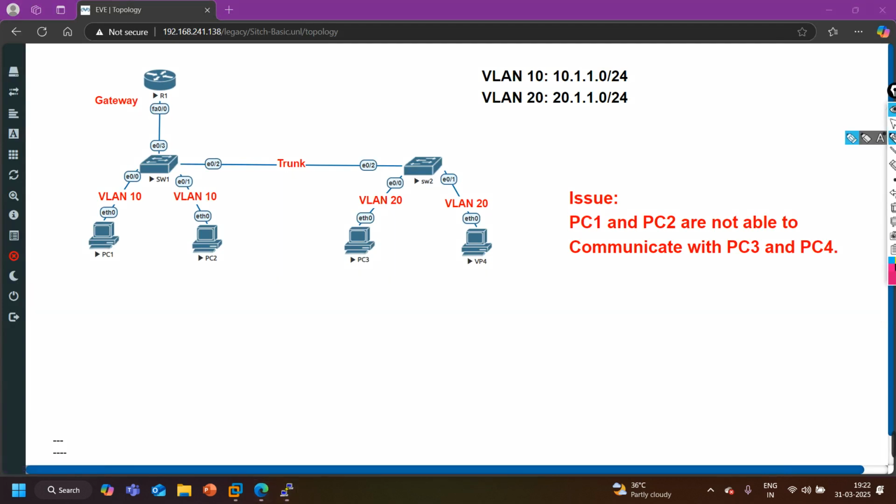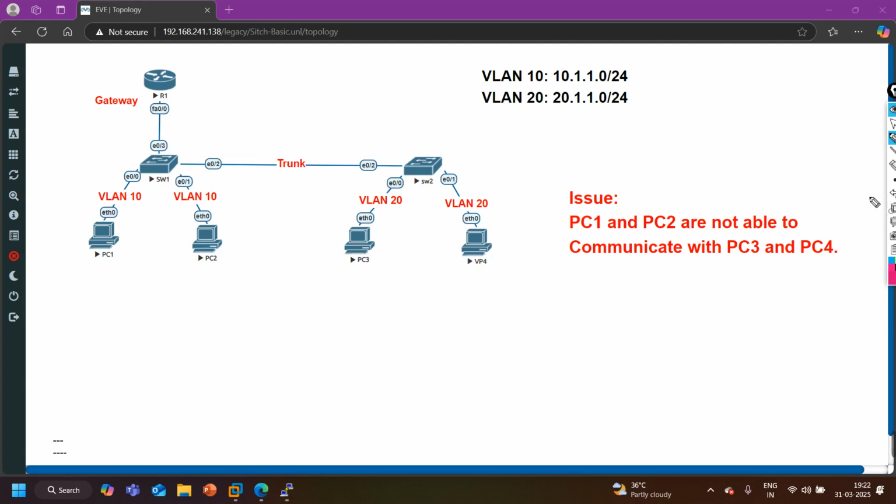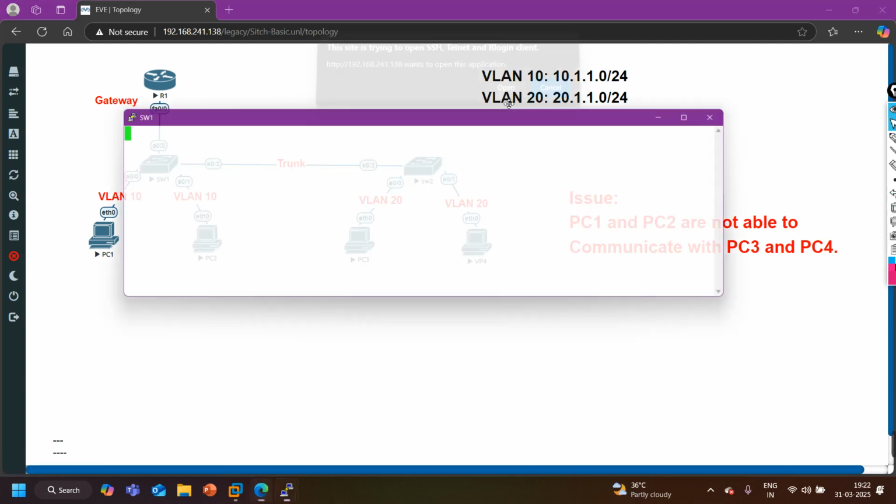So we have verified one thing. These two PCs are able to communicate. These two PCs are also able to communicate. But these two PCs and these two PCs are not able to communicate with each other. Definitely there is some issue over here, or maybe on the router, like this interface, this link. Let me verify it. Let me access any switch, switch 1 first.